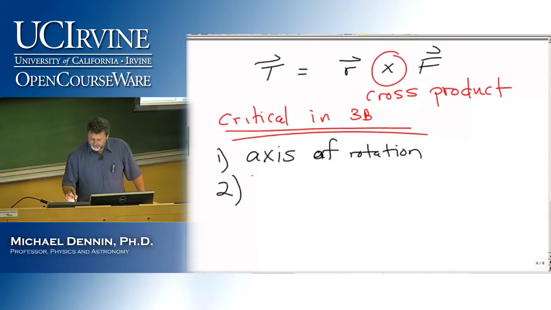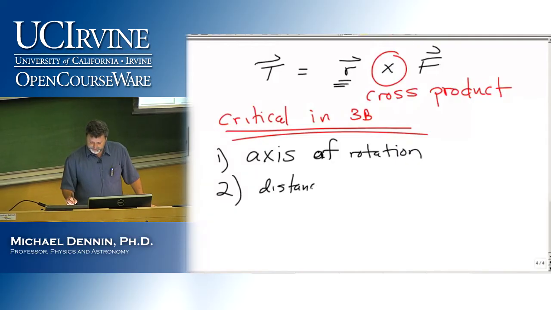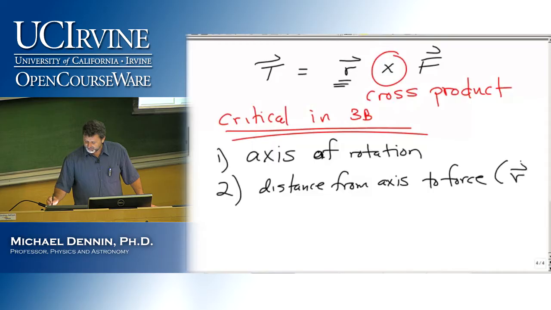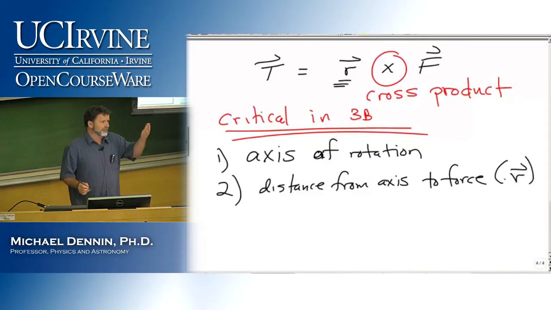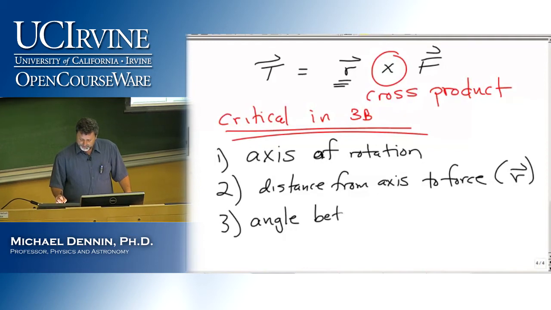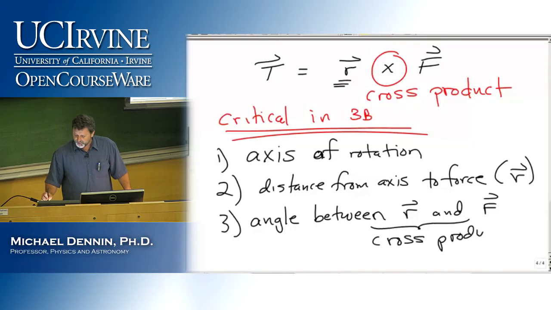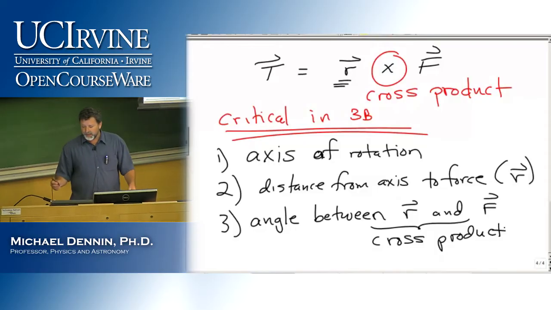The next thing is the R. You need a distance from the axis to the force. That's R. And it's really a displacement. It's a straight line distance. And then the third thing is you need an angle between R and the force. And this is where the cross product really comes in. The cross product is telling you that the angle matters.